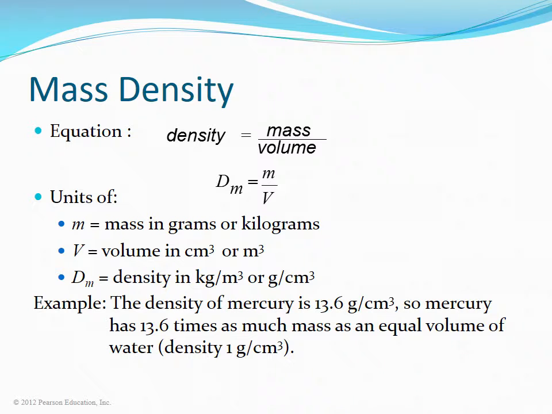Mass density is the mass of an object divided by the volume the object occupies. Mass is measured in grams or kilograms, volume is measured in cubic centimeters or cubic meters, and the units of mass density are kilograms per cubic meter or grams per cubic meter. An example: the density of mercury is 13.6 grams per cubic centimeter. So mercury has 13.6 times as much mass as an equal volume of water, which has a density of 1 gram per cubic centimeter.